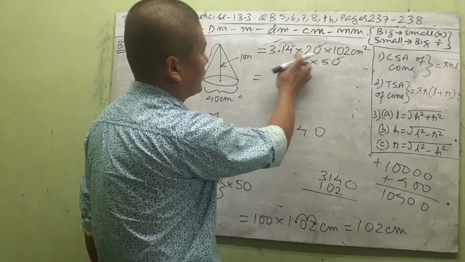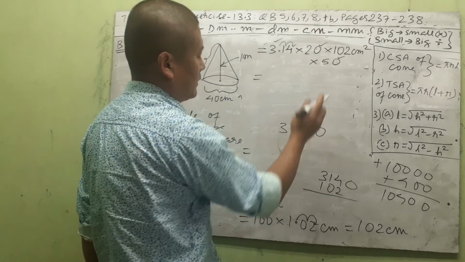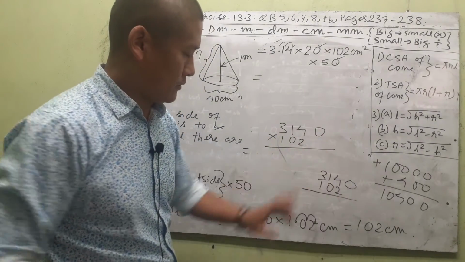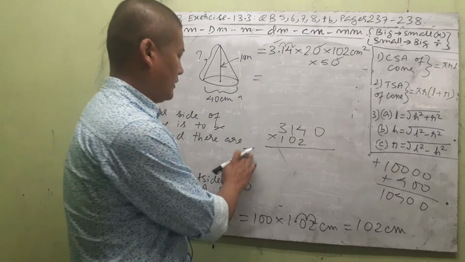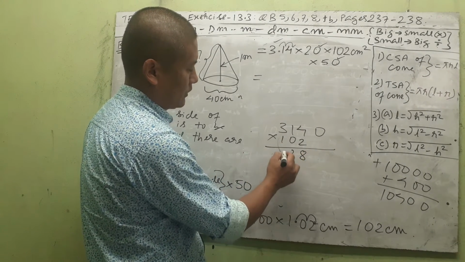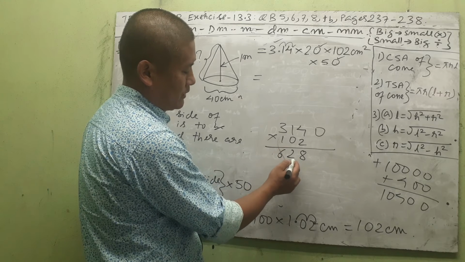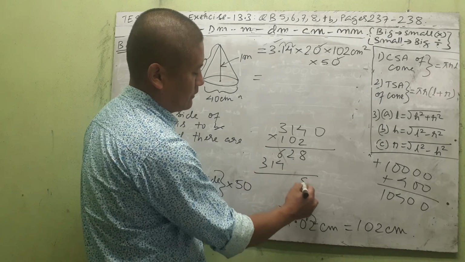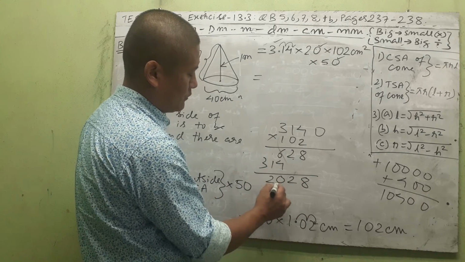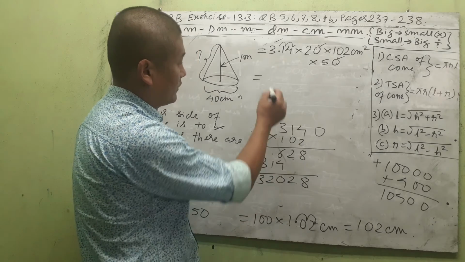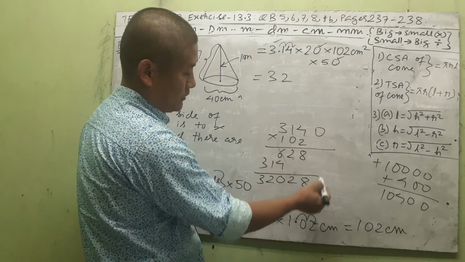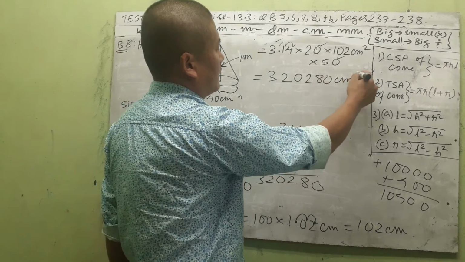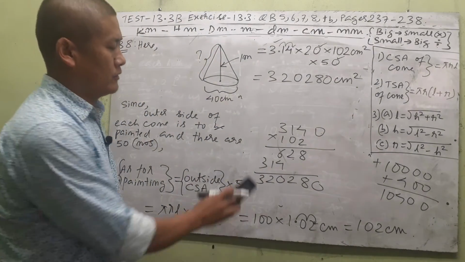Here 3140 multiplied by 102. We may avoid multiplying this 0, so I'm pushing it to the right side to save time. 2 4s are 8, 2 1s are 2, 2 3s are 6. 0 means we don't need to multiply, so we can shift one more place here, and 1 4 is 4, 1 and 3. So here 8, 2, 10, 1 in hand, 2, 3. So no decimal at all. So 3, 2. Then don't forget to put this 0 at the end. 320280. This is the total surface area for painting 50 hollow cones.